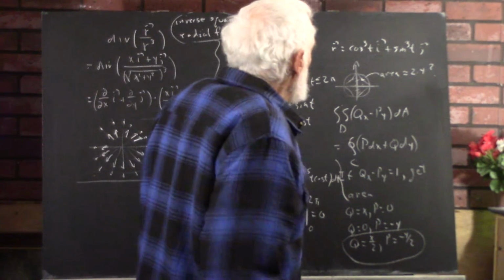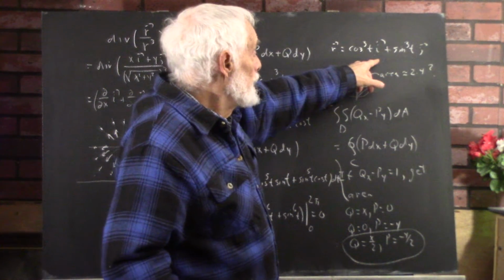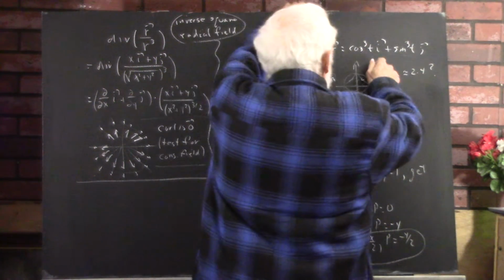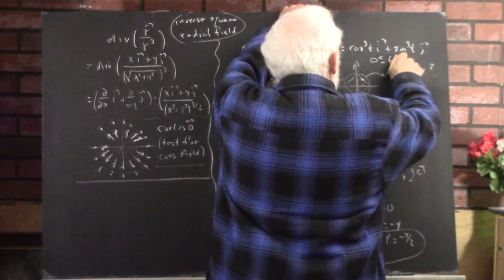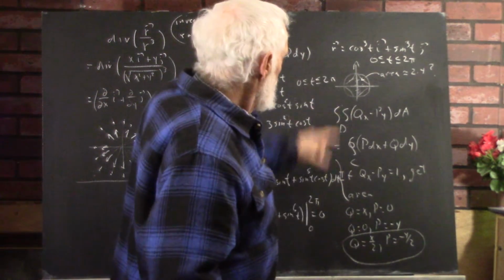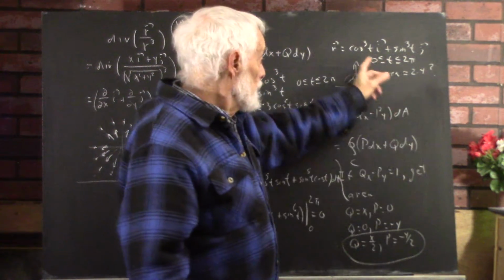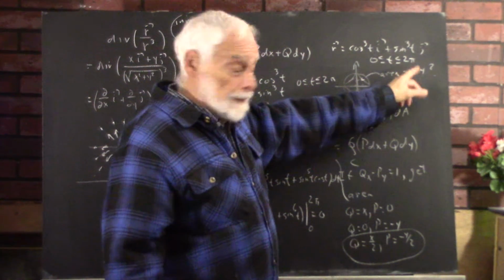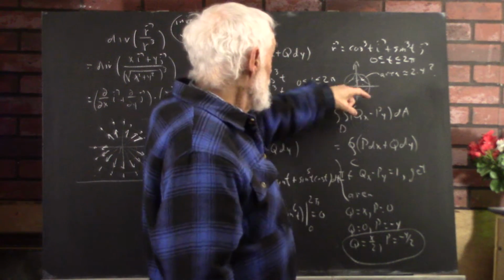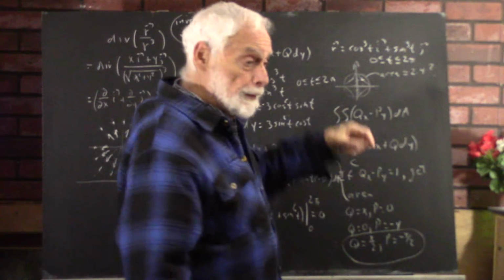Okay, got a vector function here that defines a region in the xy plane. The vector function is cosine cubed t times i plus sine cubed t times j, where t goes from 0 to 2 pi. Now you notice if it was cosine squared plus sine squared, that would give us a very standard parameterization of the unit circle, enclosing an area of pi.